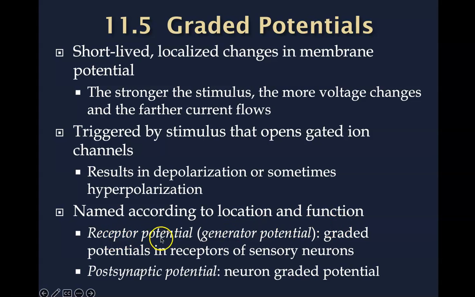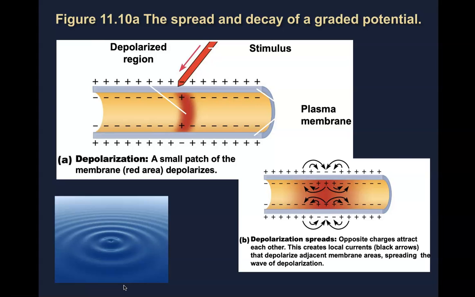And then it's often going to be named according to the location and the function. So a receptor potential is going to be a graded potential in receptors of sensory neurons. That makes sense, right? It's occurring in the receptors of sensory neurons, sensory receptors. And then a postsynaptic potential is going to occur in the dendrites of a neuron that's met up with another neuron. Postsynaptic means on the receiving end of a synapse with another neuron. We'll try to make sense of this in just a minute.